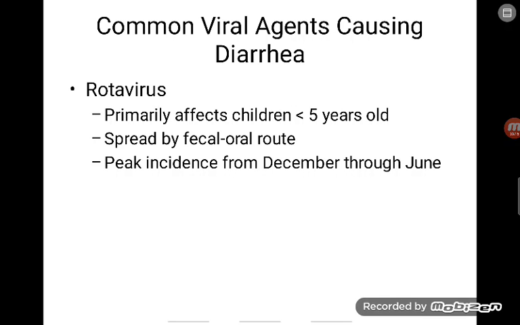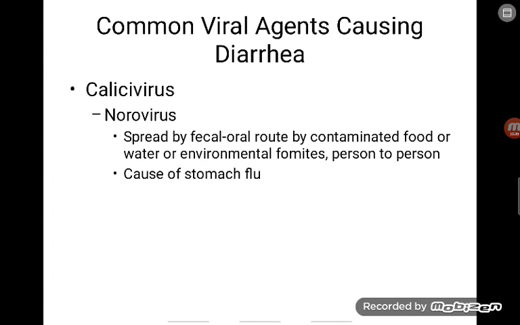Among the viral causes of diarrhea is rotavirus. Rotavirus is the primary cause of diarrhea in children below 5 years of age. It's spread by the fecal oral route. The peak incidence is from December through June. We also have calicivirus, such as norovirus. This virus spreads by the fecal oral route through contaminated food or water or environmental vomit. It can also be transmitted from person to person. This virus causes what's called stomach flu.